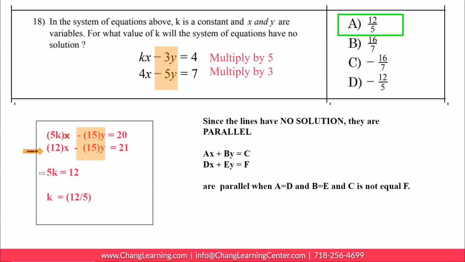Then we have 5k equals 12, because this number must equal the coefficient 12. Divide both sides by 5, and k is 12/5. The correct answer is A. So if k is 12/5, the lines will be parallel, meaning they won't intersect and they will have no solution.